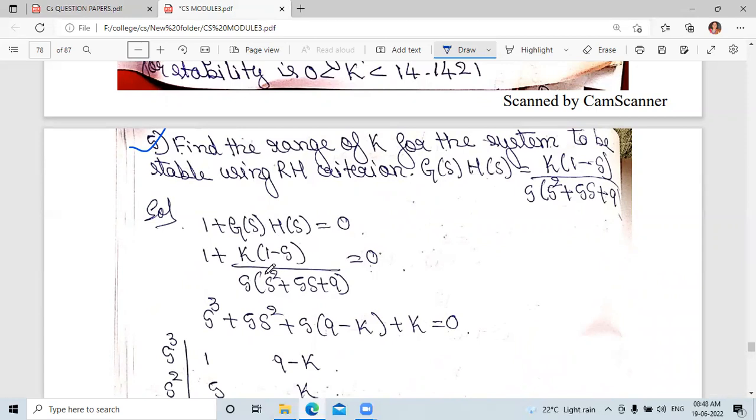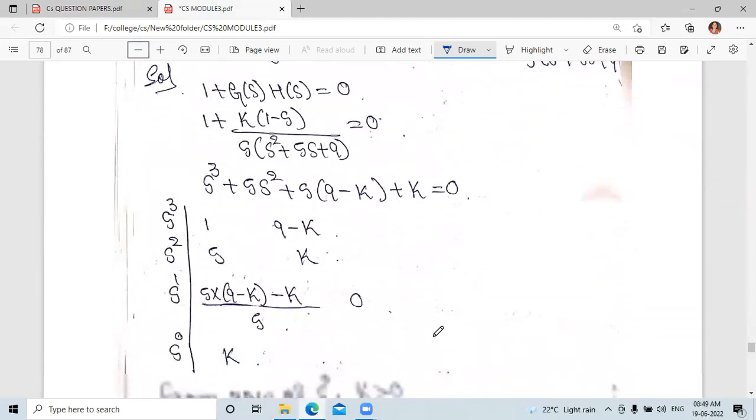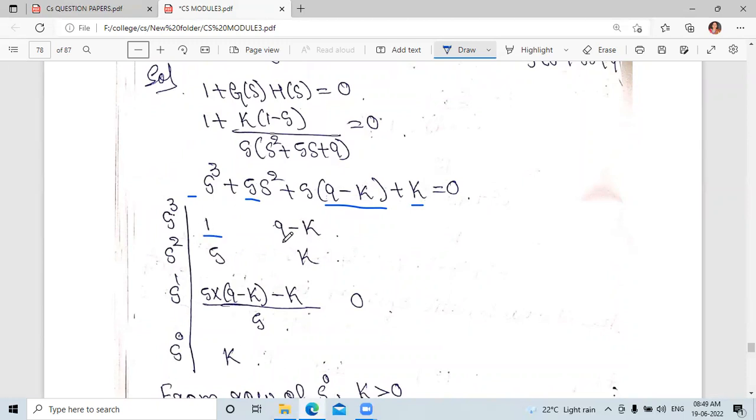Take the LCM. When you take the LCM and solve, you will get s cubed plus 5s square plus s times (9 minus k) plus k equals 0, because here k into (1 minus s) is there and s is common. So here a0 value is 1 and a2 value is 9 minus k, and the a1 value is 5 and a3 value is k.